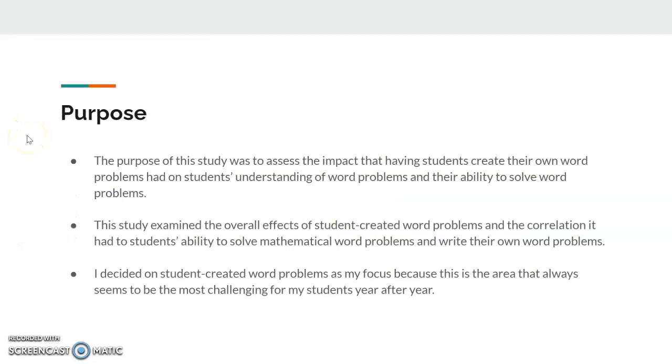The overall purpose of my action research was to assess the impact that having students create their own word problems had on students' understanding of word problems and their ability to solve word problems. So the study examined the overall effects of student-created word problems and the correlation it had to students' ability to solve mathematical word problems and write their own word problems.